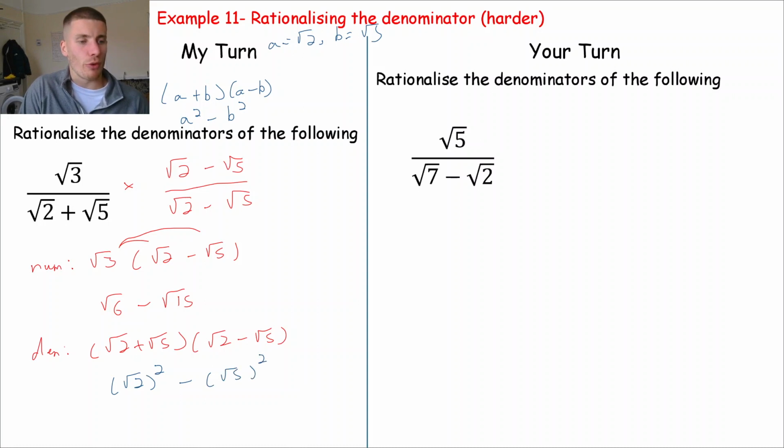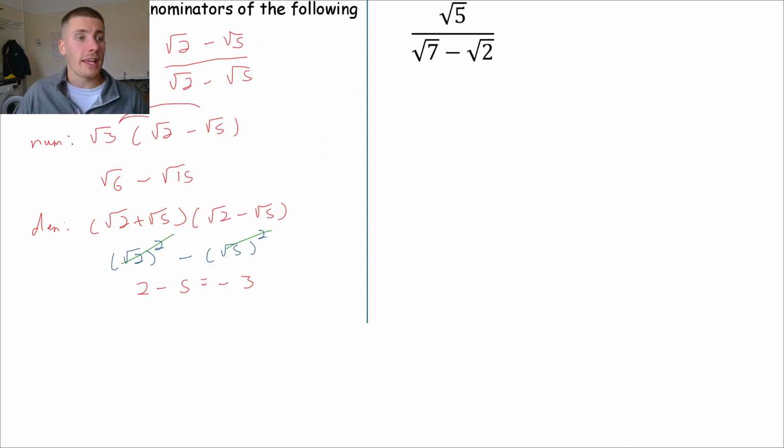And of course here, the roots and the squares are going to cancel. So you're simply left with 2 take away 5, which is equal to negative 3. So you can see the surds cancel out. Overall, on the numerator we got root 6 take away root 15, so we had root 6 take away root 15 on the top over the bottom part, which we saw is equal to negative 3.